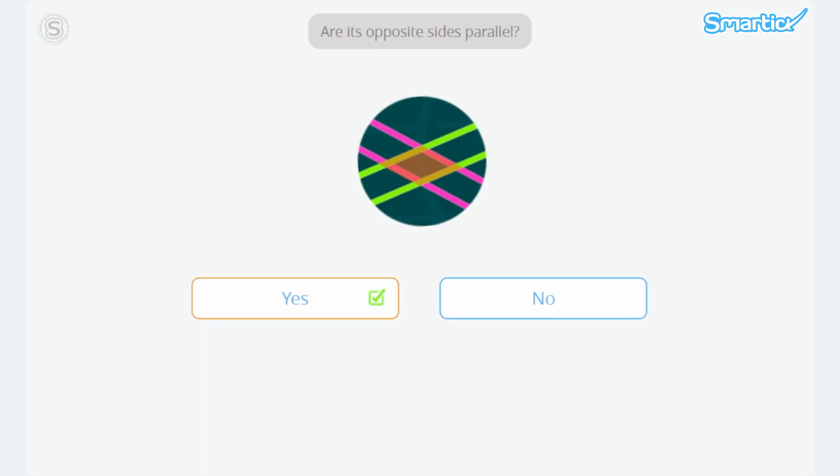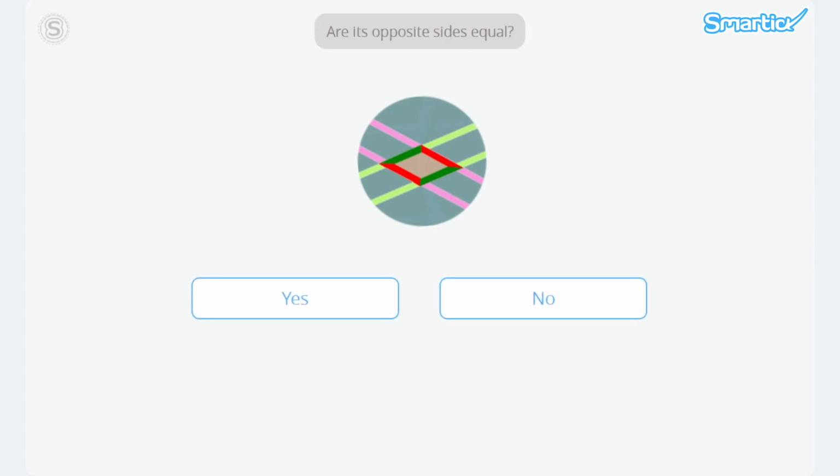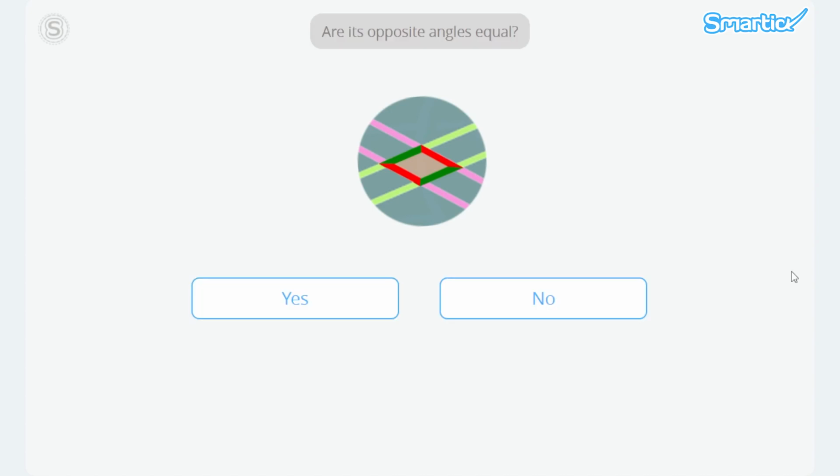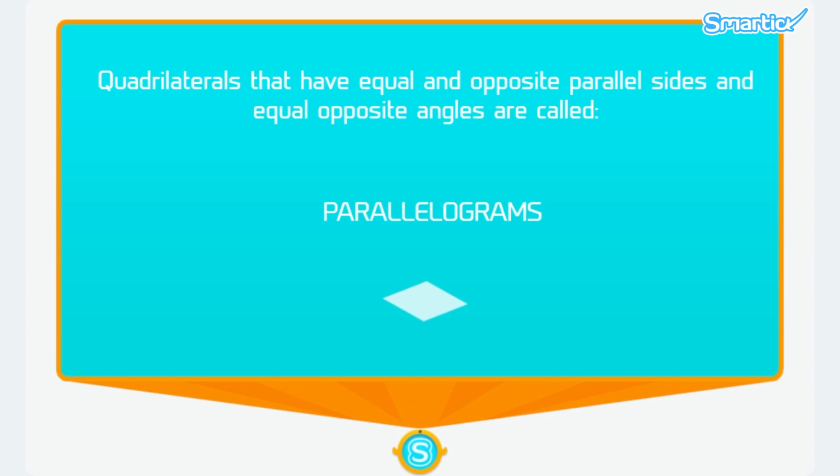Yes. Since the rays from each laser pointer go in the same direction, they make parallel lines. Therefore, the sides of the shape they make are parallel to each other. And are its opposite sides equal? Yes, they are. Since the rays from each laser pointer are parallel, they make pairs of equal sides. And finally, are its opposite angles equal? Since the rays from each laser pointer are parallel, each ray crosses the other at the same angle. Quadrilaterals that have equal and opposite parallel sides and equal opposite angles are called parallelograms.